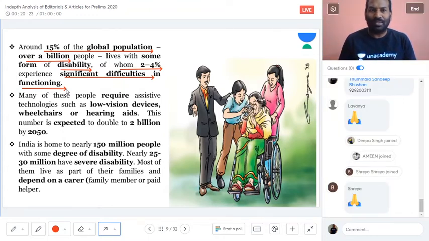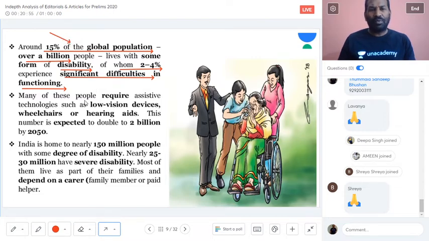That is what is important. If you look at the statistics, 15% of the global population constitutes the disabilities, and out of that 15 percent, it is 2 to 4 percent who are unable to function by themselves, they are totally dependent on others. It could be the family members, or the caregivers, a helper who would be paid. So this is again from the prelims point of view, please take a note of this.